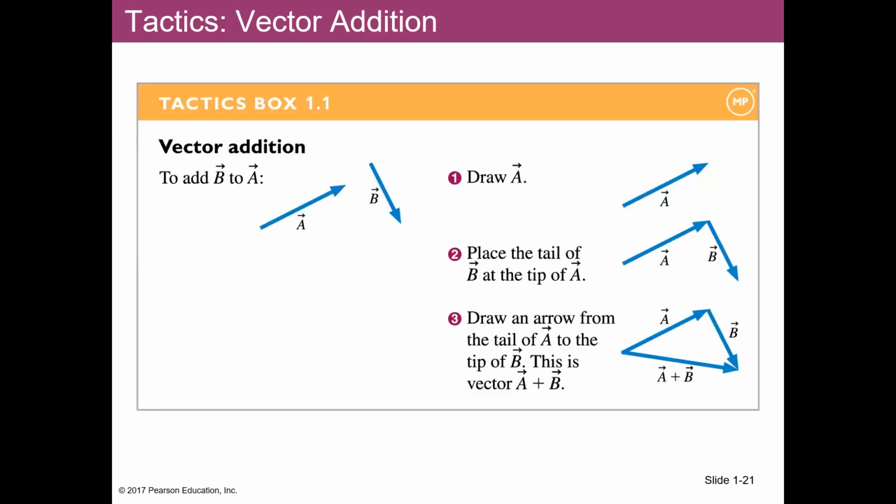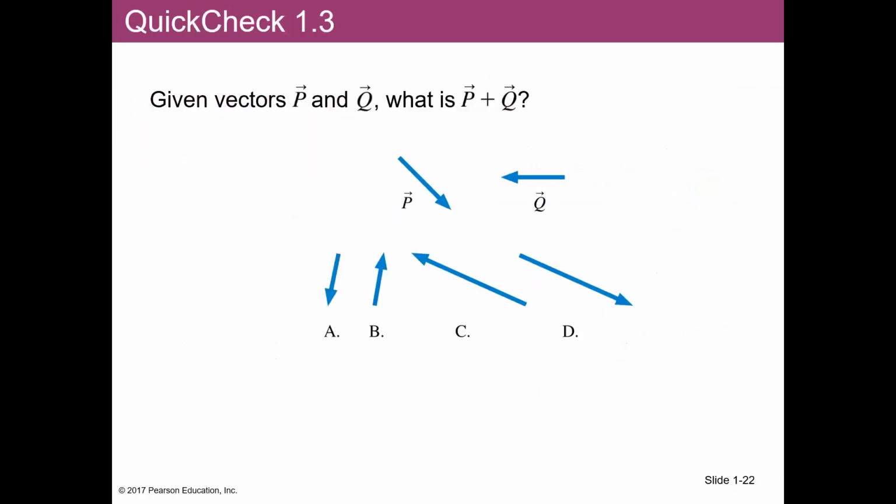So of course we have a little tactics box for summarizing how you do the tip to tail method of adding vectors. Again, this is more detail in the YouTube video. And then, here's one quick check question: how to add P and Q.